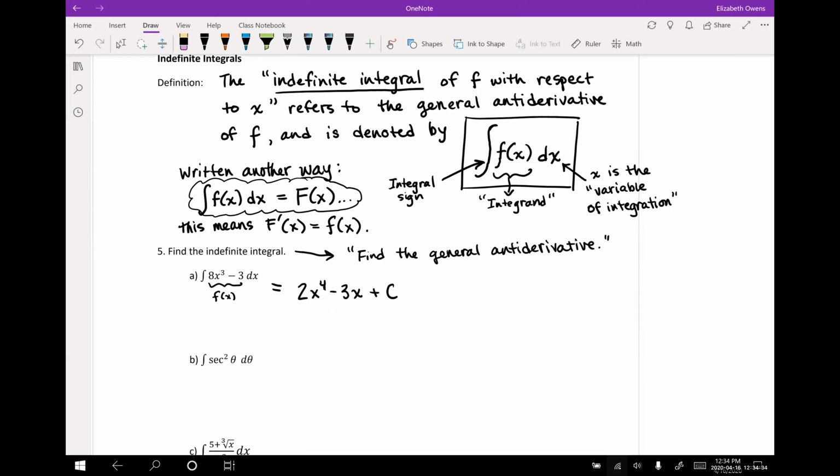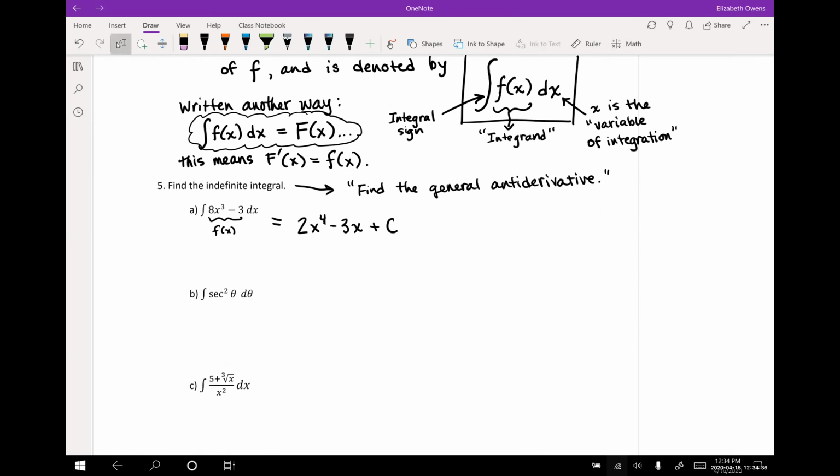Okay, so the next one, we switch up our variable a little bit, but the idea is still exactly the same. We're doing the indefinite integral of secant squared theta with respect to theta. So this variable in our function matches the with respect to variable right there. That's good. Our variable of integration matches. So you're just going to treat that exactly as if those were x's instead of thetas right there. So we're looking for the general antiderivative of secant squared theta.